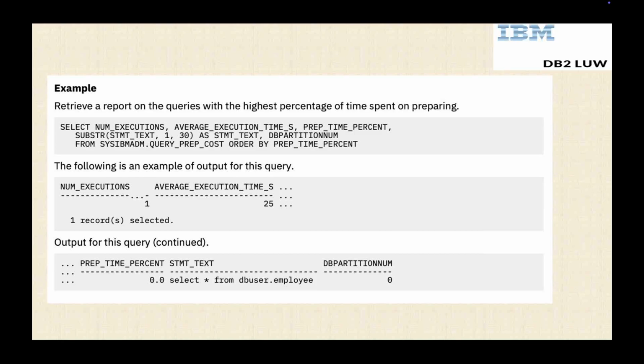Select num_executions, average execution time, preparation time percent, and substring of the statement text, because since the statement text will be huge, if you want to put whatever I need on the screen, I'm just selecting substring of statement text 130 as statement text. Then from SYSIBMADM, which is the schema, dot QUERY_PREPARATION_COST is my view, order by preparation time percent. So I'll get an output like this.